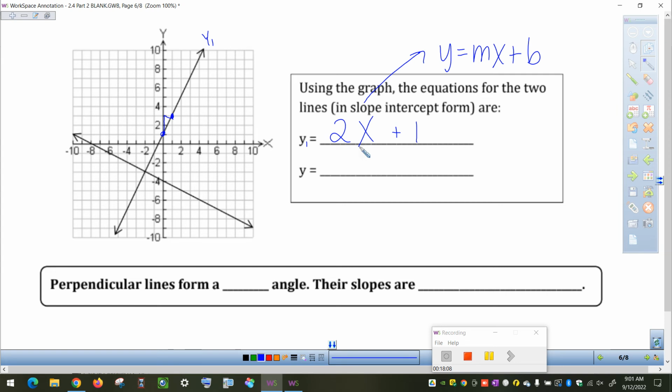We definitely have a different kind of scenario, though, for the other line over here. First off, because it's decreasing from left to right, I can see that the slope is going to be negative. And then it's also going through a different y-intercept, so I'm just going to go ahead and put that y-intercept here of -4. And then I know that the slope is negative, so I'm going to put a negative sign here in front of that slope part.